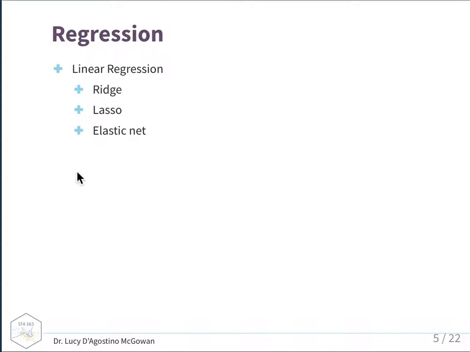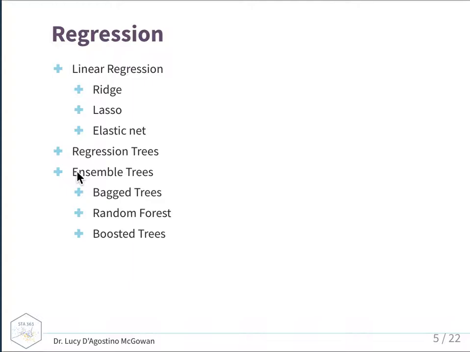And then we talked about regression trees. So we talked about fitting decision trees in the regression setting. And finally, we finished with ensemble trees. We covered bagged trees, random forest, and boosted trees.